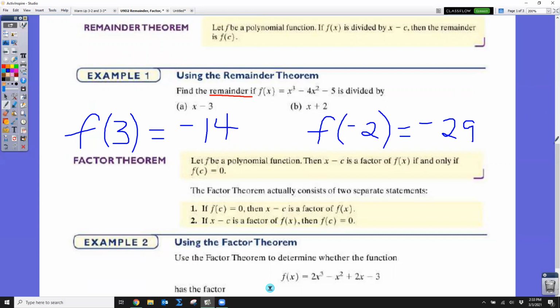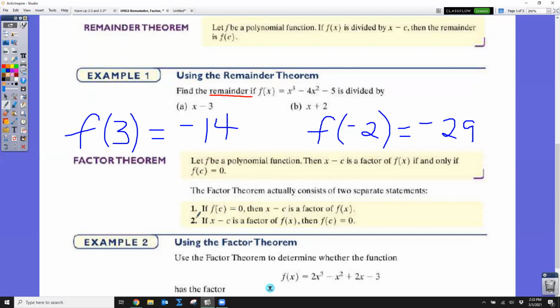Now, the next theorem is the factor theorem. And really, it kind of goes hand in hand with the remainder theorem. It's just a specific case. Basically, what it's saying is if you did synthetic division or long division, or if you were to plug that number into the polynomial, and you get a remainder of 0, or you get f of c as 0, then that's something important. So if f of c was 0, that means x minus c is a factor.